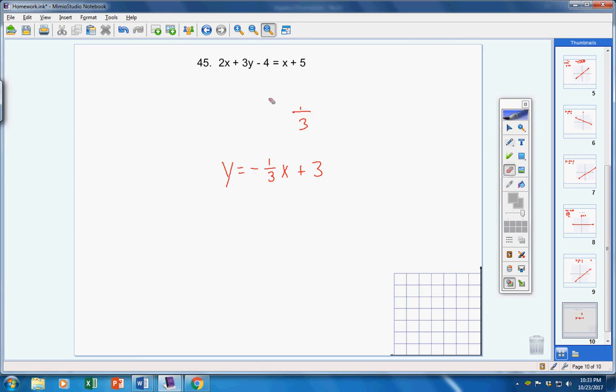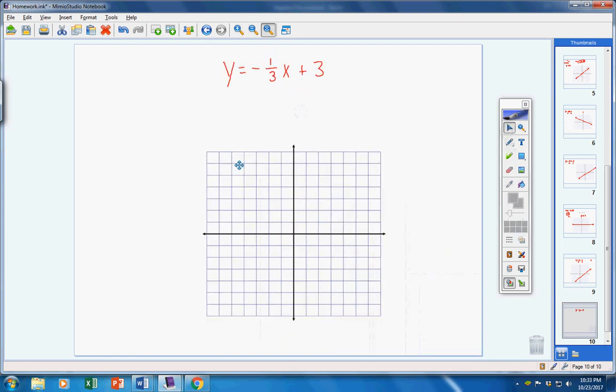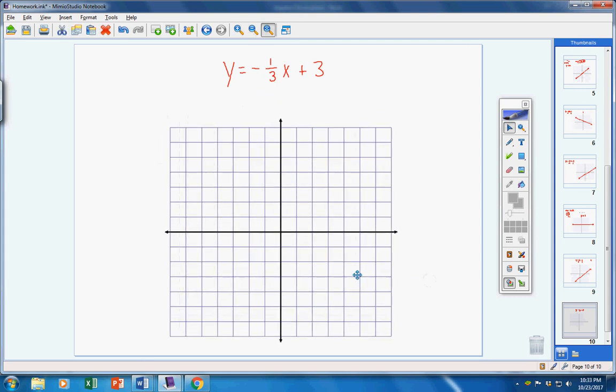So, is y by itself? Yes, it is. So step 1 is accomplished. Now step 2, we're going to plot the y-intercept. My y-intercept is 3. And then from this point, I'm going to find another point using my slope. This negative sign here can be put in the top or the bottom. It's up to you. I'm going to put it in the bottom. So my rise is a positive 1. My run is a negative 3, 1, 2, 3.